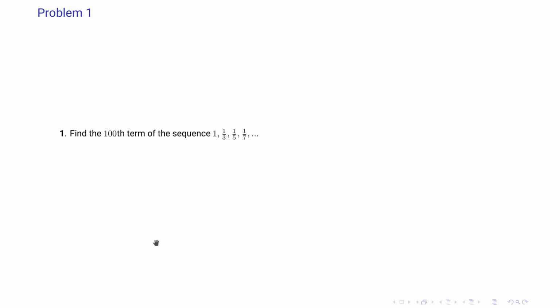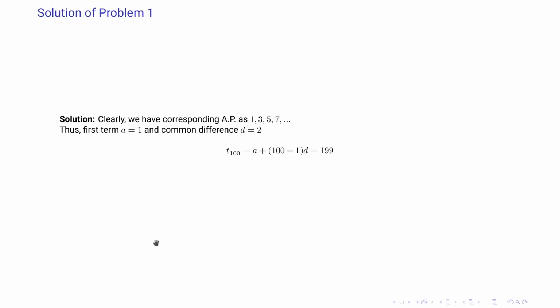Problem number 1 says find the 100th term of the sequence 1, 1 by 3, 1 by 5, 1 by 7 and so on. So clearly we see that the corresponding arithmetic progression is 1, 3, 5 and 7 and so on. So first term is 1 and common difference is 2. So we substitute this to get the 100th term as 199. So the corresponding 100th term in harmonic progression would be 1 by 199.